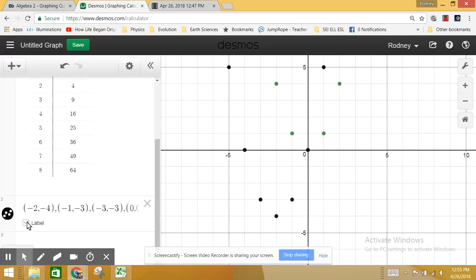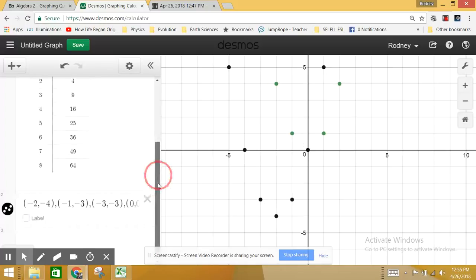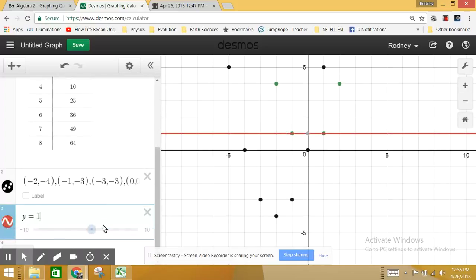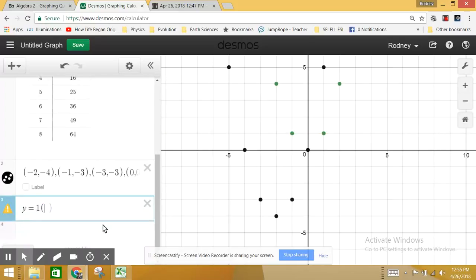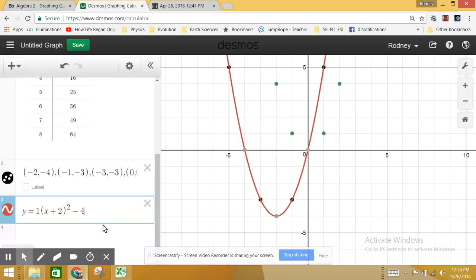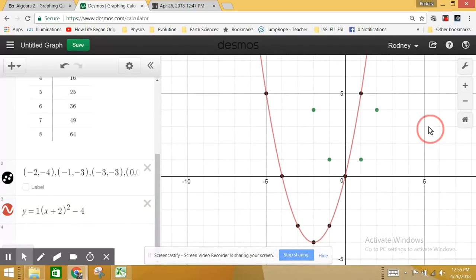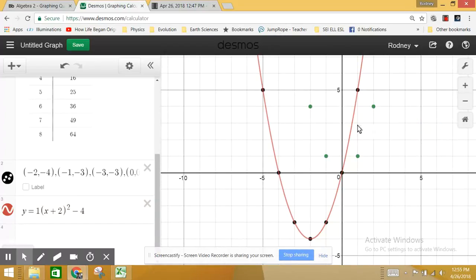So let's confirm that, and let's see if that actually matches. Actually, that's a little too busy. That actually matches our parabola. Okay, so I've got y equals, I'll put in a 1 just to remind you that that is the a, x plus 2 squared minus 4. And it matches very nicely. Okay, you might be thinking, okay, great, but what if it's not 1 here?